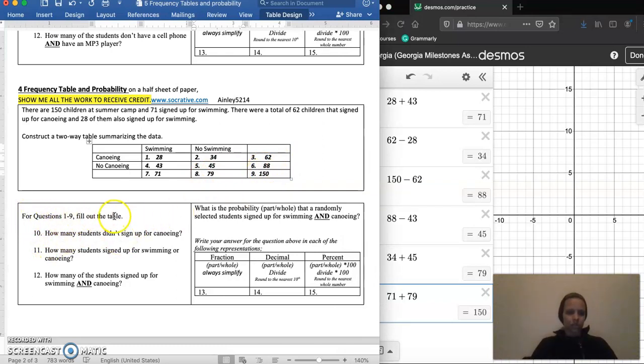So questions 1 through 9, fill out the table. So only after you fill out the whole table do you start answering the questions. Put it in Socrative. So number 1 is 28, number 2 is 34, 3 is 62. Don't do anything until your whole table is filled out.